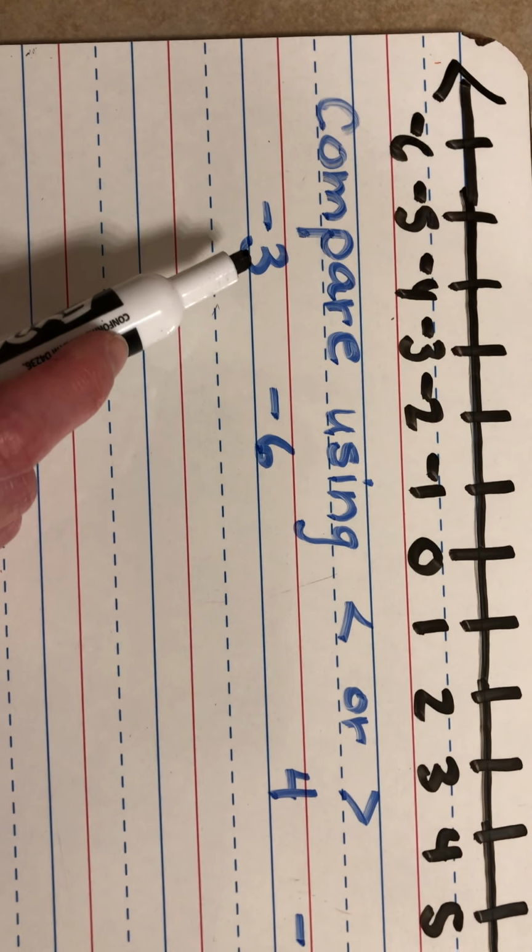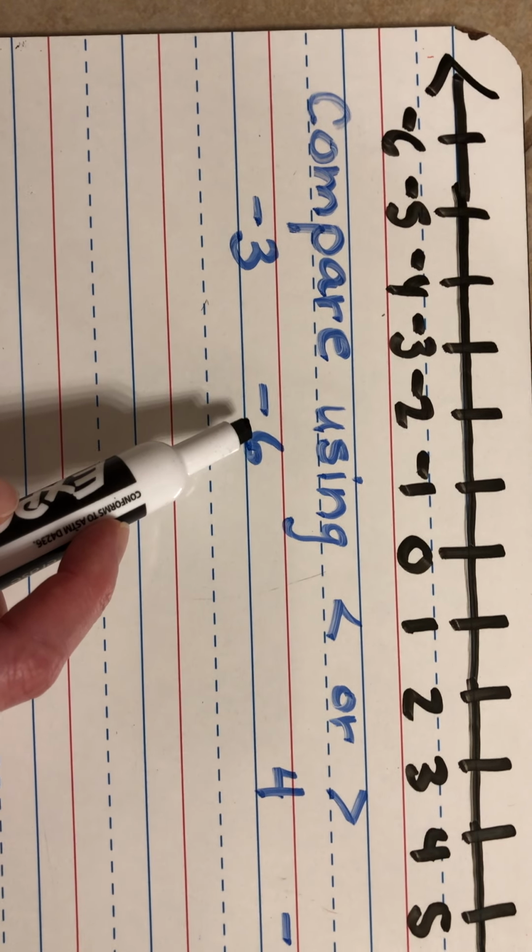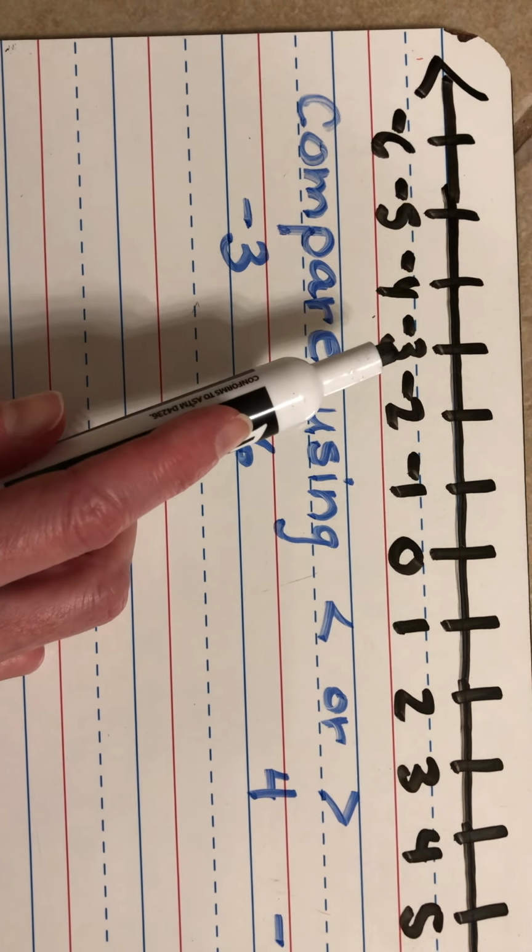So when I'm comparing -3 to -6, -3 is further to the right than -6, so that's the bigger number. So our arrow points to the smaller number. In other words, it would be better to miss only 3 problems on a test than to miss 6. If you're comparing +4 to -5, a positive number is always greater than a negative number.